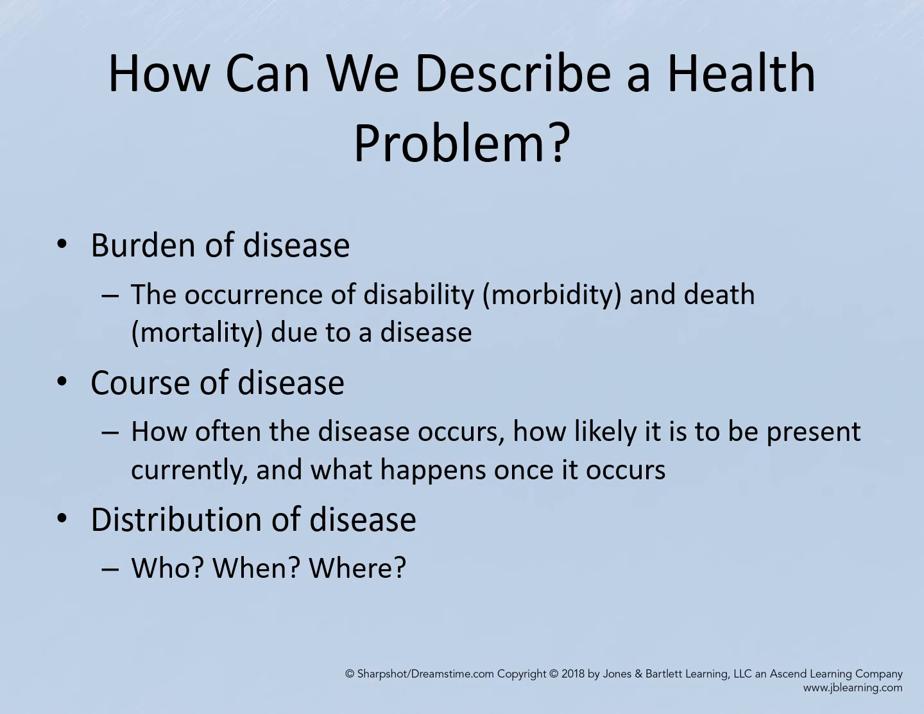Next, we'll look at the course of the disease. So how often the disease occurs, how likely it is to be present currently, and what happens once it occurs. For example, how often are people getting affected with rabies, and how likely is it to be present currently? So what is the incidence of rabies? What is the prevalence of rabies? And what happens once it occurs? So what is the course of the disease?